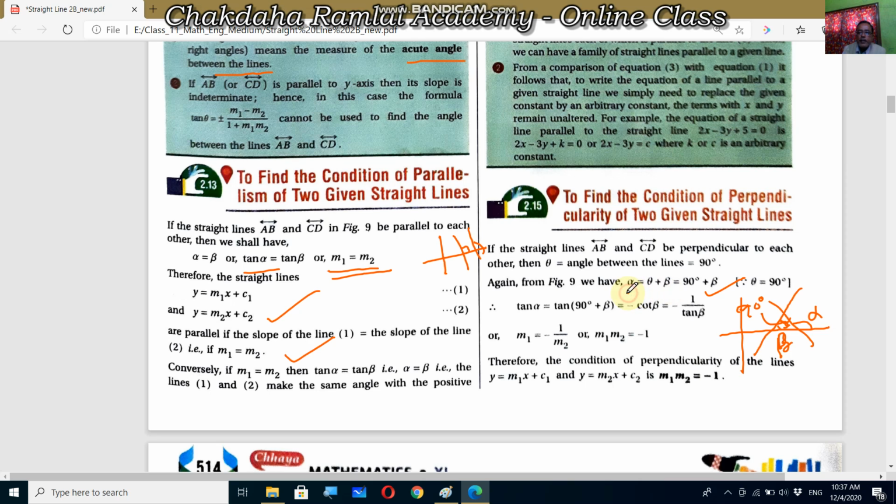Therefore, tan alpha is equal to tan of 90 degrees plus beta. Tan of 90 plus beta is equal to minus cot beta, which is equal to minus 1 upon tan beta. That implies this is M1 and this is M2. So M1 is equal to minus 1 upon M2, that implies M1 M2 is equal to minus 1. The condition of perpendicularity of the lines y is equal to M1x plus C1 and y is equal to M2x plus C2 is M1 M2 is equal to minus 1.